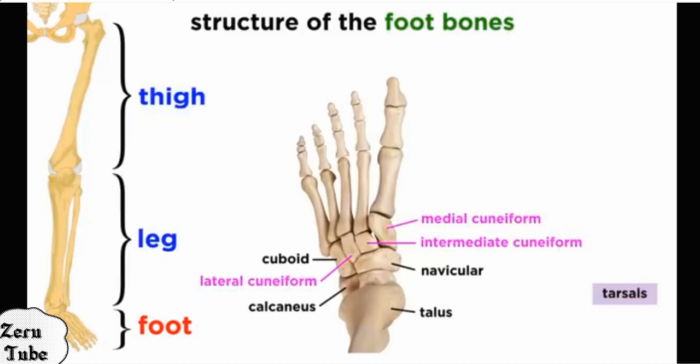The forefoot, I mean the front bones of the foot, are the metatarsals, like the metacarpal bones. There we can find 5 metatarsal bones. Metatarsal 1, metatarsal 2, 3, 4 and 5.